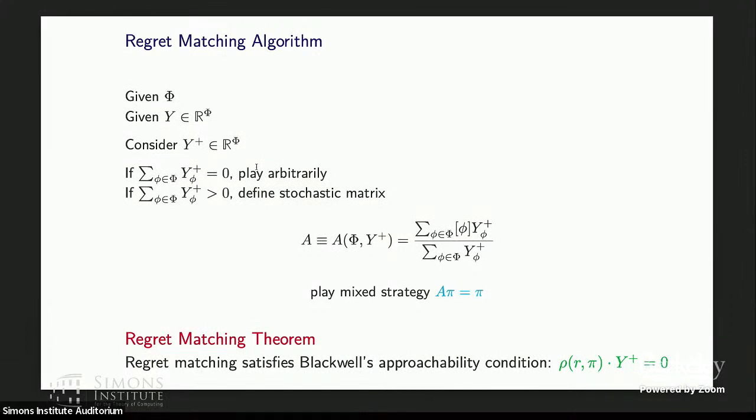And then it turns out that finding the fixed point of this matrix is enough to exactly satisfy Blackwell's approachability condition, so that we can get a regret minimizing algorithm. So that's how regret matching works, and that's how it puts these matrices together in this clever way to minimize regret.